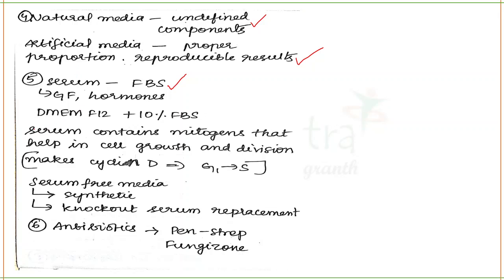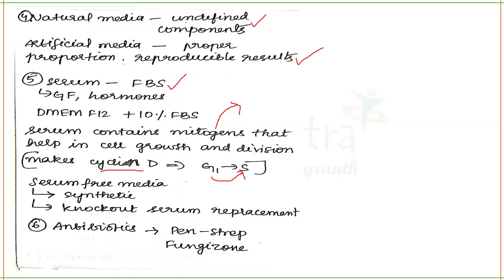So if you're going to use DMEM media, that is Dulbecco's media, you will use 10% FBS along with the Dulbecco's media. Okay, so the serum contains mitogens. Mitogens are nothing but the agents which will induce your mitosis, that help in cell growth and division. So these mitogens are helpful in making of cyclin D. Cyclin D, what will cyclin D do? It will help in the transition of G1 to S phase. G1 to S phase transition, it will help.